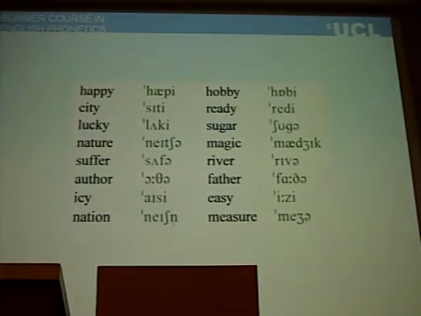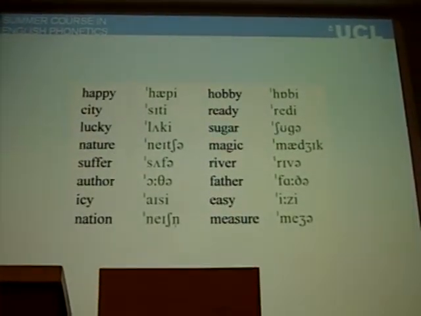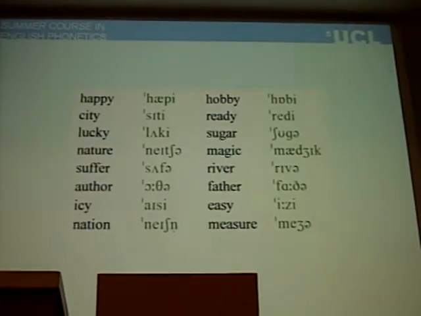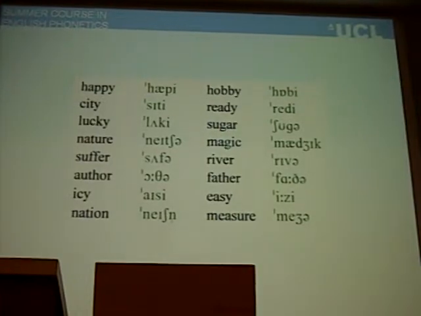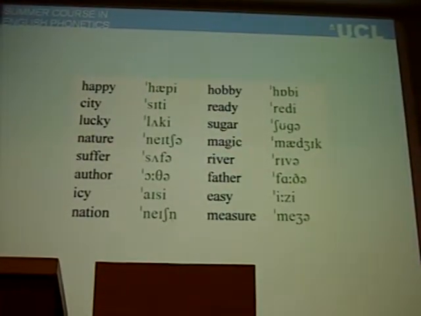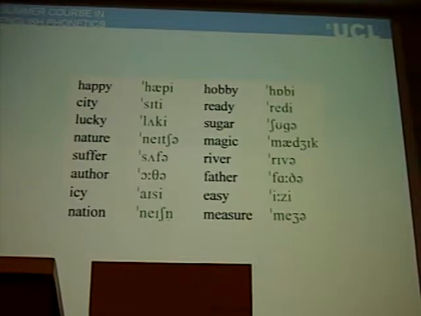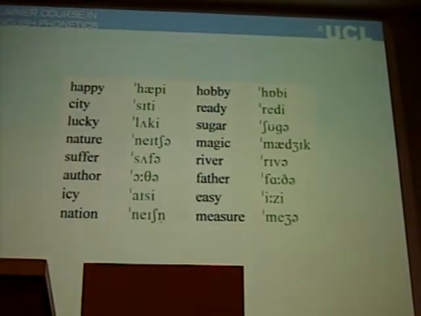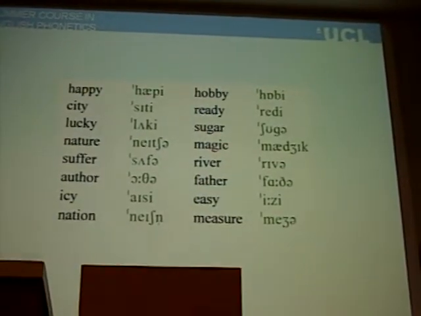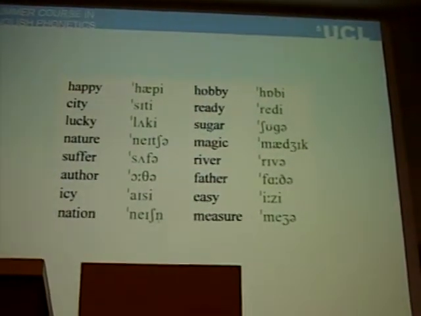And so, if you like, just say them with me and feel the bilabial, the two lips action, for happy. Happy. And hobby. Hobby. But then the tongue tip on the alveolar ridge, making alveolar consonants, voiceless, plosive, city. City. Voiced, ready. Ready. Velar consonants made with the back of the tongue, articulating with the soft palate or velum. Lucky. Lucky. Sugar. Sugar. And then we have the affricates, which we call palato-alveolar.